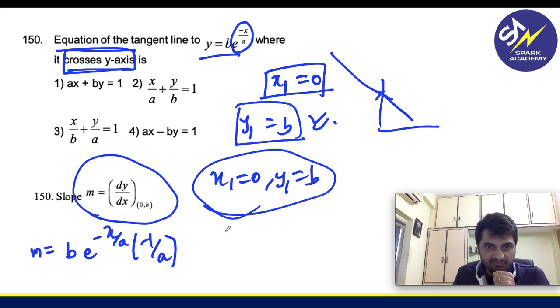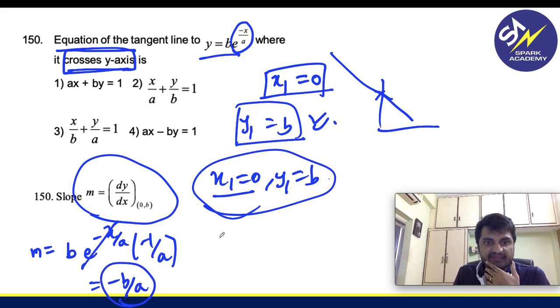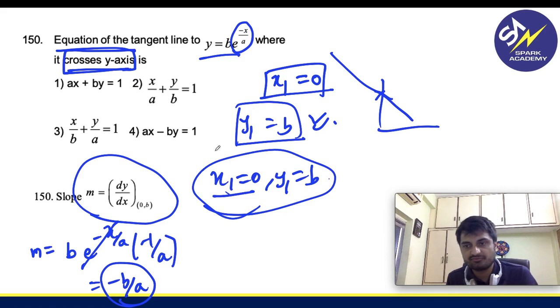So what will you get now? x1 is 0, so this part is gone. y1 is b, we don't have any y1 here. So minus b by a. So I can directly write this, or you can verify options now. Just verify options. Easy, straight and easy, guys.